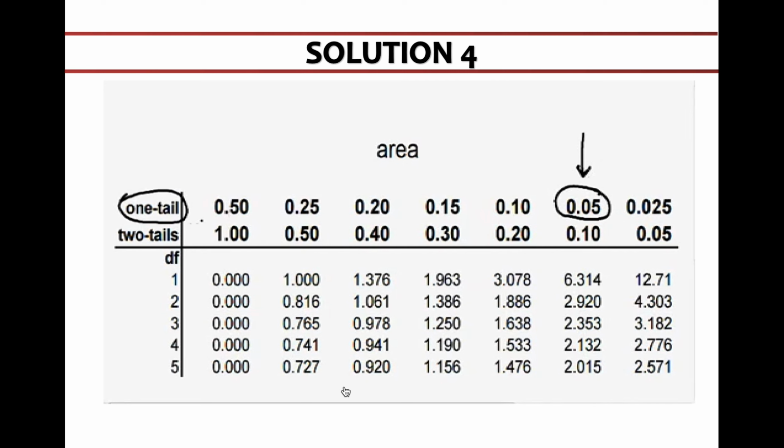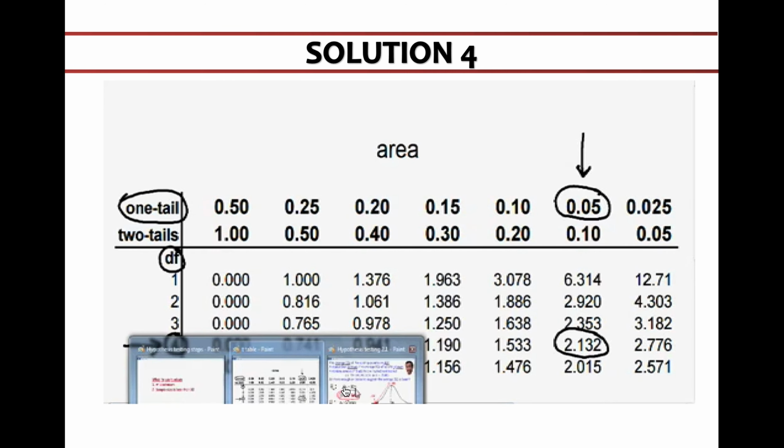And on the left side of the table, we have our degrees of freedom. The degrees of freedom is always 1 less than the sample size. Okay, we have a sample size of 5, so we know that our degrees of freedom is going to be 4. So we're going to the row with t-value of 2.132. So we have a critical value of 2.132.